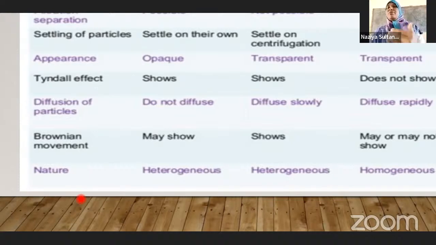So what do we mean by homogeneous and heterogeneous? If you are able to see only one phase, that is homogeneous. If you are able to see two different phases, in the sense of state of matter, two different states, we call it heterogeneous. For example, oil and water, we are able to see two different layers, that is heterogeneous. Whereas if you put small pebbles in water, we can see two different phases, so that is heterogeneous.